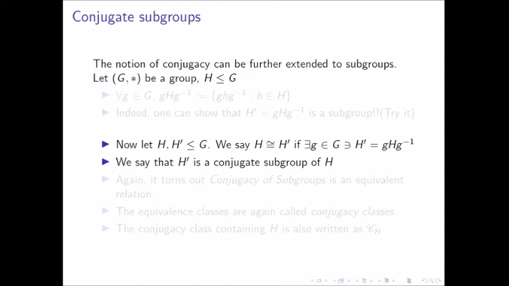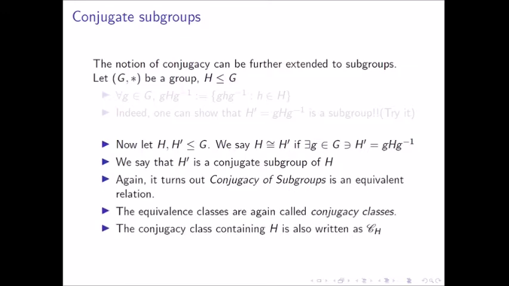Now let H and H prime be subgroups of G. We say H is a conjugate of H prime if there exists some element of G such that H prime is a conjugate of H with respect to that element, or H prime is equal to gHg inverse. Again, it turns out that this conjugacy of subgroups is an equivalence relation. So try to prove it using our concepts before. And the equivalence classes are again called conjugacy classes, but the notation differs a bit. Over there was a single element, and now we would write it as the stylized C with the subscript of the name of the subgroup, as C_H for example.